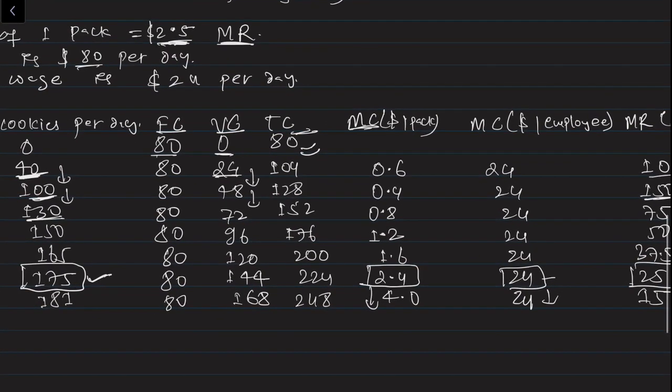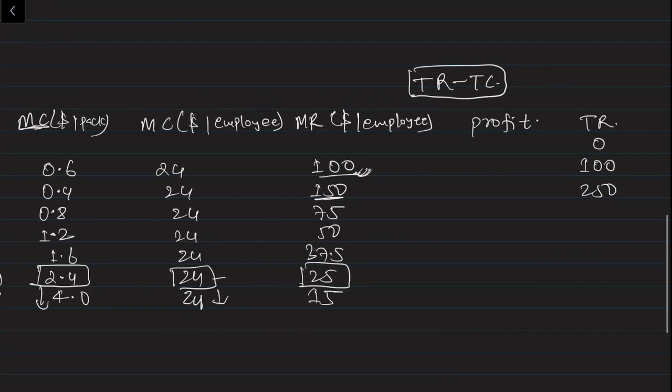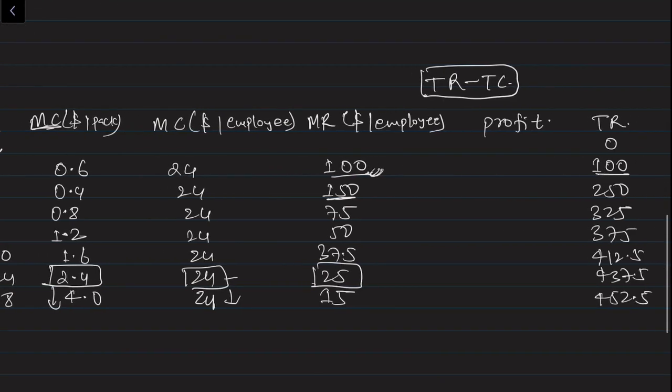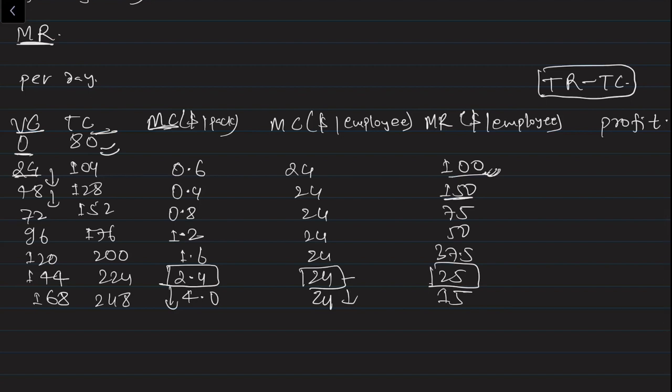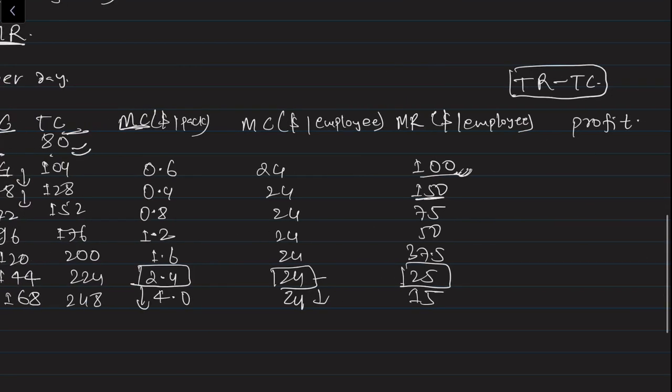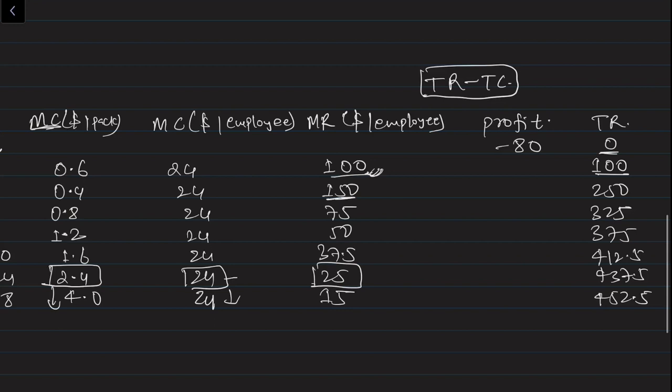Okay, and then you can multiply 130 times 2.5, which is 325, and you can calculate the other values as well. Okay, 375, 412.5, 437.5, and then 452.5. You can verify your calculation. Okay, now what is profit? So profit is total revenue minus total cost. So you simply do the subtraction, right? Here you have 0, so 0 minus 80, so this is minus 80, then 100 minus, so this is minus 4. Okay, 122, 173, 199, and 212.5, 213.5, 24.5. Okay, so this is the profit.